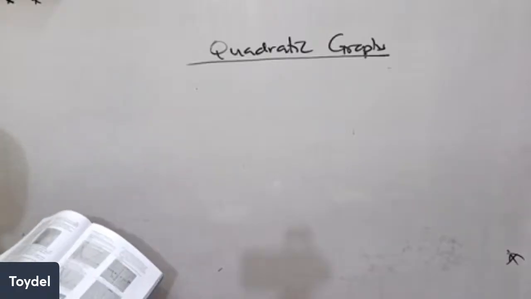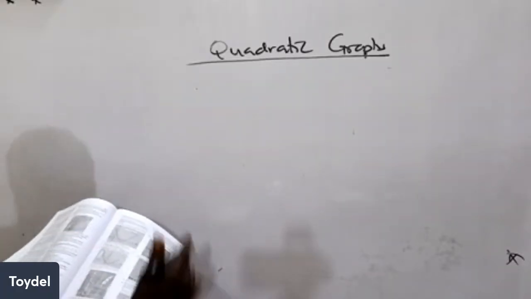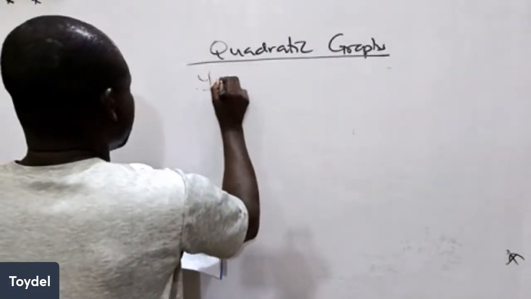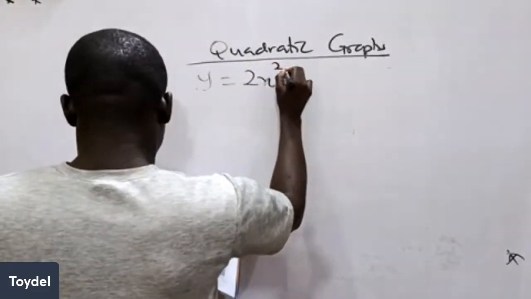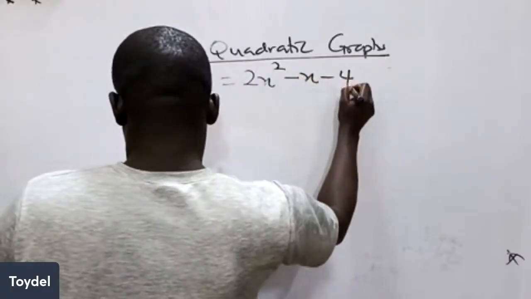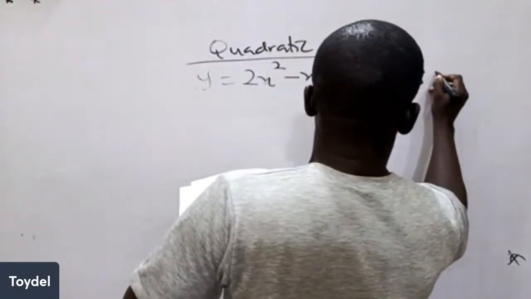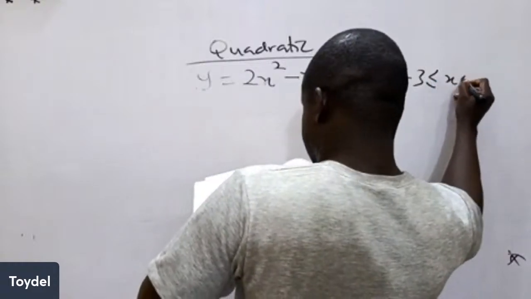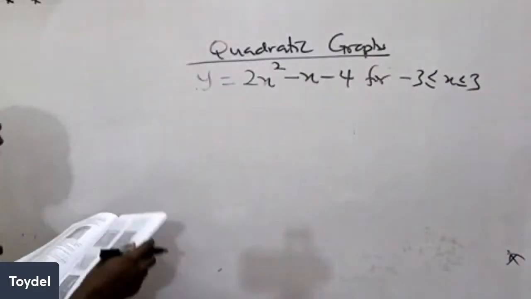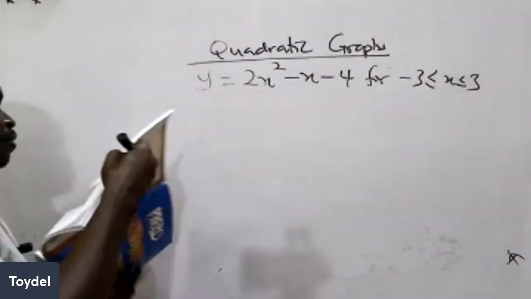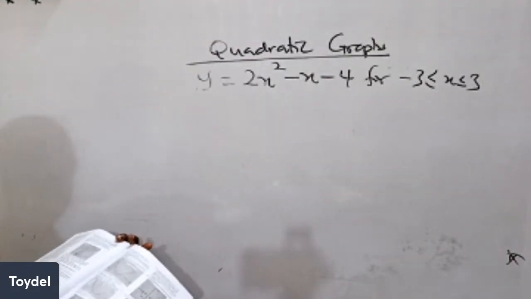The question says: copy and complete the table of values for y equals 2x squared minus x minus 4, for minus 3 less than or equal to x less than or equal to 3. That's the range. In a graph, you must have a range. So this is 2023 question 8, the theory part.